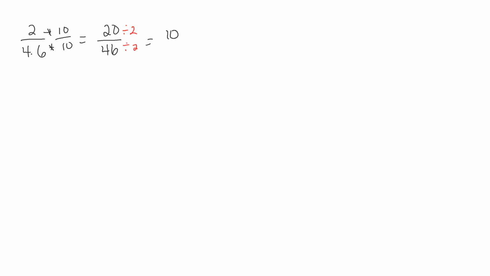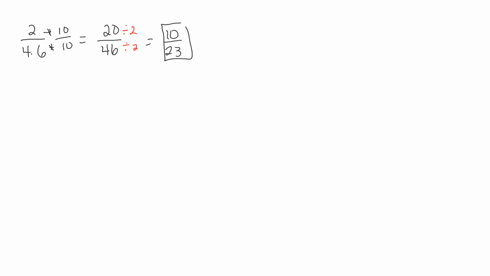So we're going to get 10 over 23, and that would be our final answer. Again, if you don't believe it, check it. 2 divided by 4.6 is 0.43478, blah, blah, blah. 20 divided by 46 is 0.43478, blah, blah, blah. 10 divided by 23 is 0.43478260, blah, blah, blah. They're the exact same value. So again, we haven't changed the value, simply the appearance.